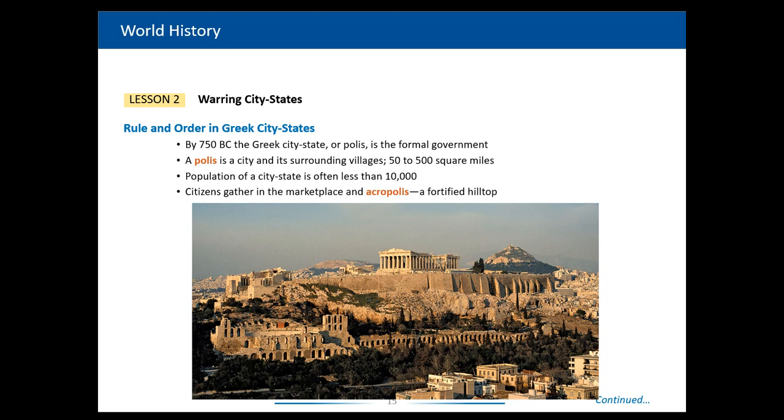The citizens gather in the marketplaces and the Acropolis, which is a fortified hilltop. And you see the hilltop in this picture where the cityscapes are all around this hilltop area and it's fortified.